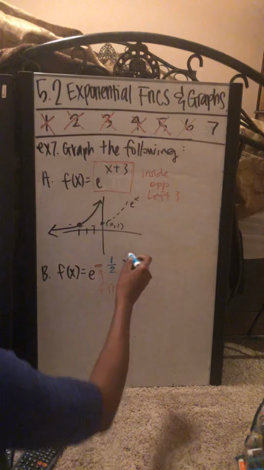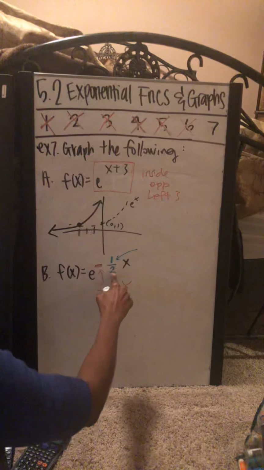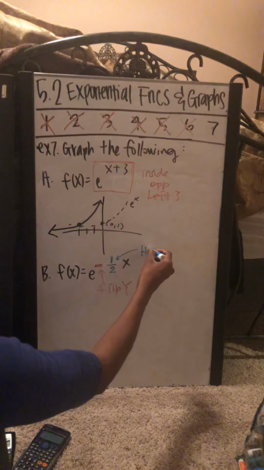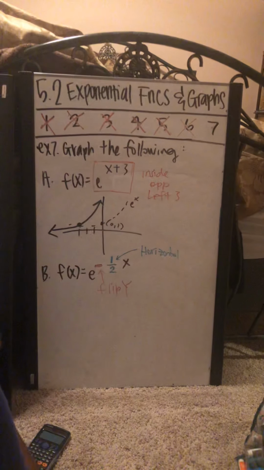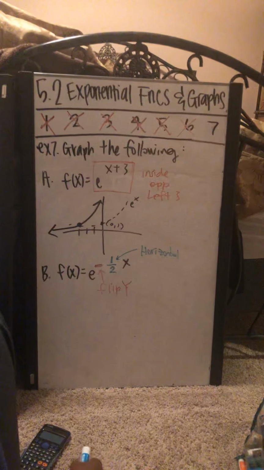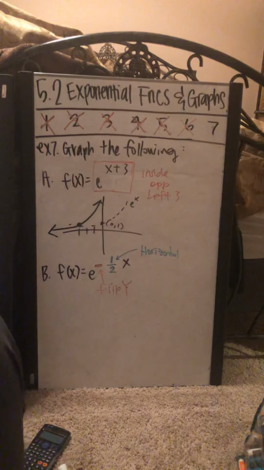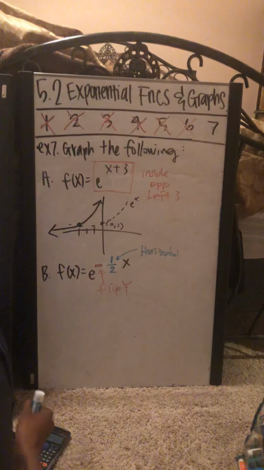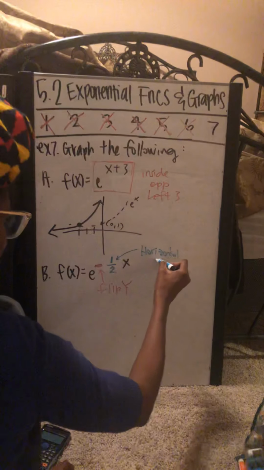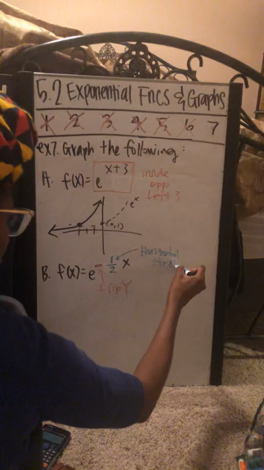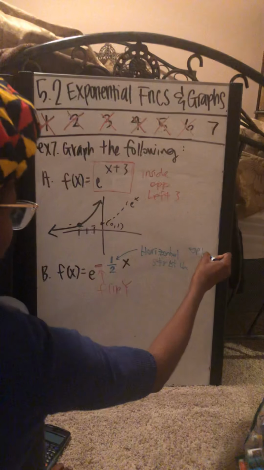This half is connected by multiplication. It's connected to the x. X means we're going to have some type of horizontal shrink or stretch. And because it's on the inside, it's going to be the opposite of what you think it's going to do. So we are going to have a horizontal stretch. Okay, so you want to think opposite here.